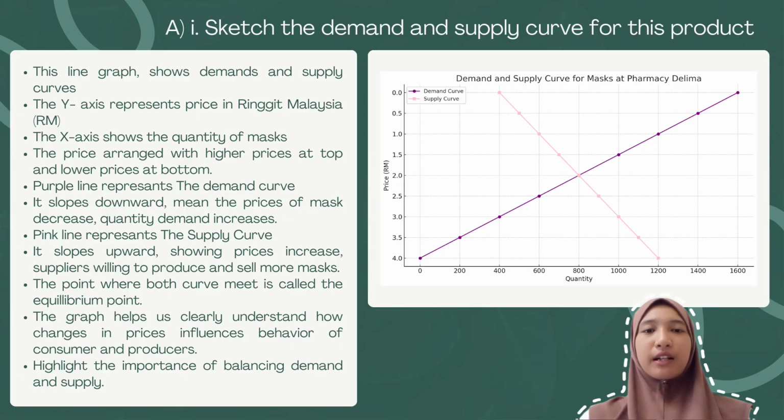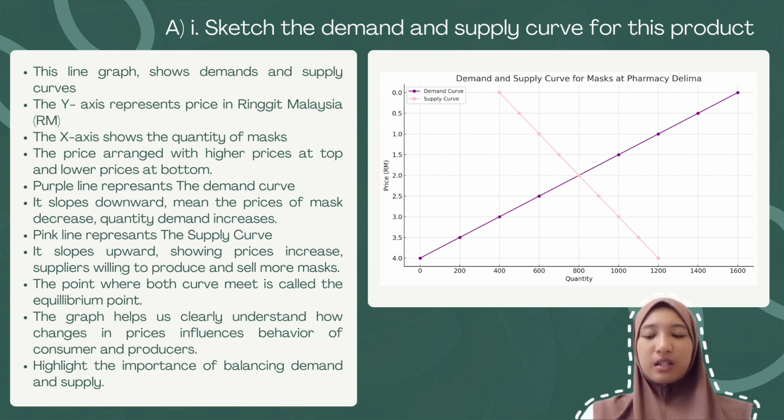I will be presenting a line graph that shows the demand and supply curve for masks at Pharmacy Delima. First, let's understand the layout of the graph. The y-axis represents the price of masks in Ringgit Malaysia. The prices are arranged with higher price at the top and lower price at the bottom, which follows the traditional style in economy graphs. The x-axis shows the quantity of masks, how many masks are demanded or supplied at each price level.